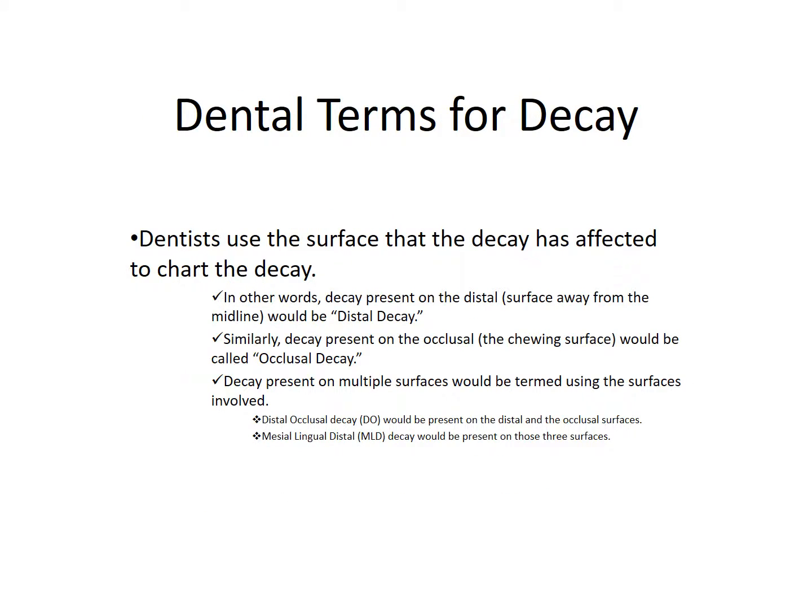Dental terms for decay. Dentists use the surface that the decay has affected to chart the decay. In other words, decay present on the distal, which is a surface away from the midline, would be called distal decay. Similarly, decay present on the occlusal, the chewing surface, would be called occlusal decay. Decay present on multiple surfaces would be termed using the surfaces involved. For example, distal occlusal decay, DO, would be present on the distal and the occlusal surfaces. Mesial lingual distal, MLD, decay would be present on those three surfaces.